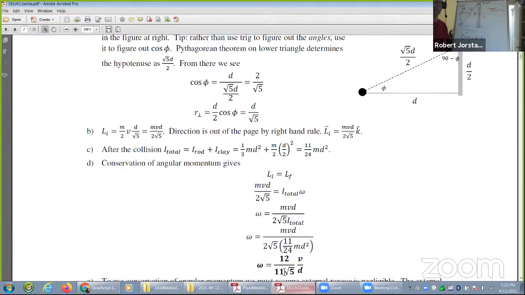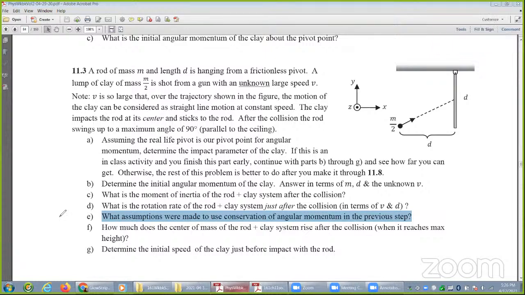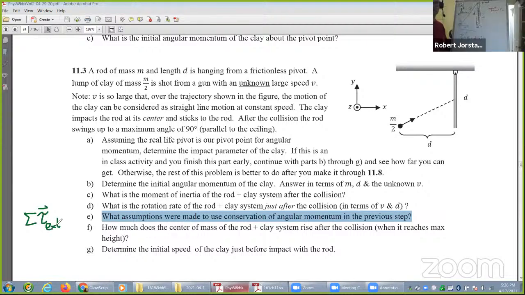Okay, let's go back to the question. Part E, what assumption did I make? If I want to use conservation of angular momentum, what is the assumption we have to make? No net external torque. Beautiful. Let's look at this picture and see if that seems true. So we shouldn't blindly use angular momentum. We should understand why it's acceptable to use it.